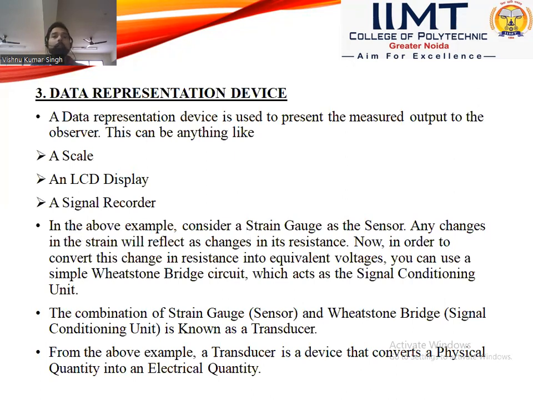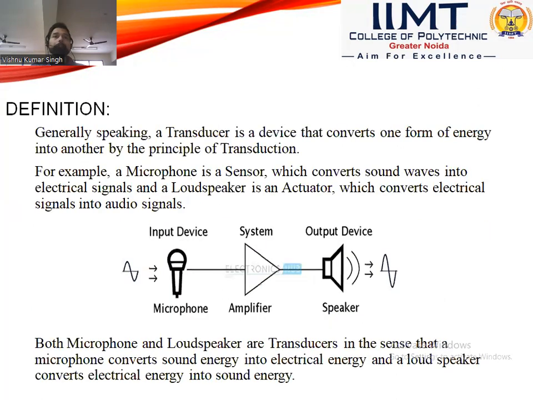From the above example, we can see that a transducer is a device that converts a physical quantity into an electrical quantity. Now let's see what exactly the definition of a transducer is or how we can define it. Generally speaking, a transducer is a device that converts one form of energy into another by the principle of transduction.